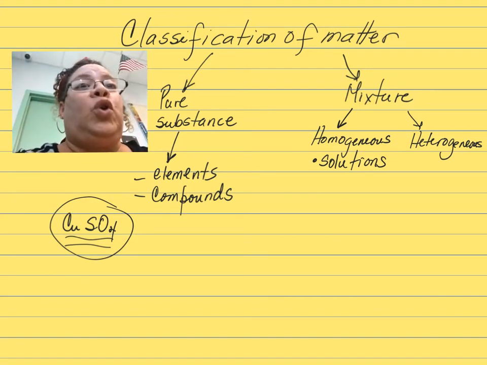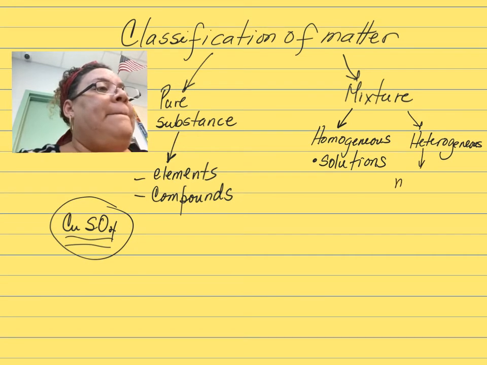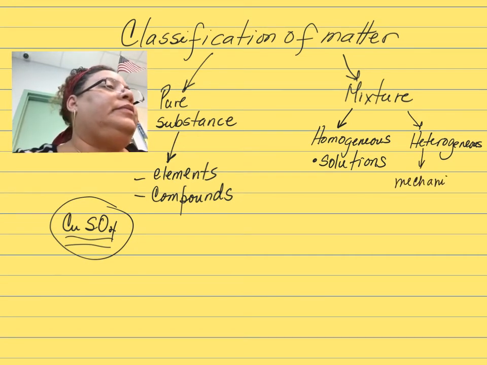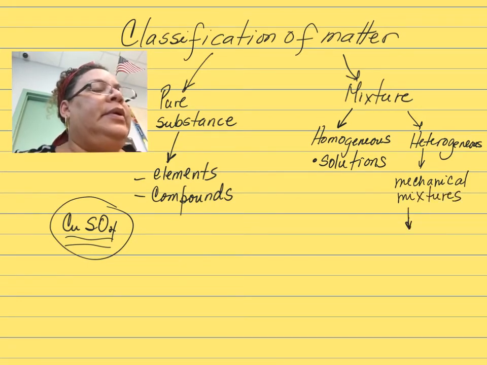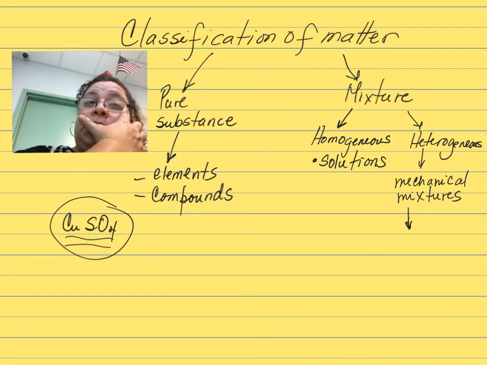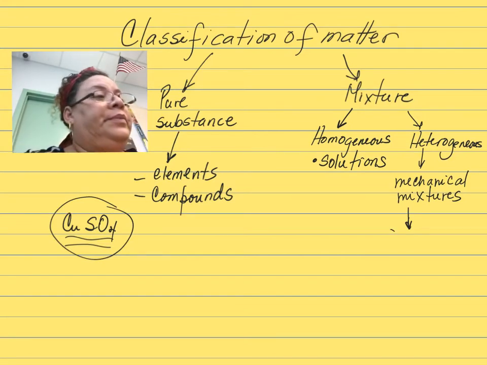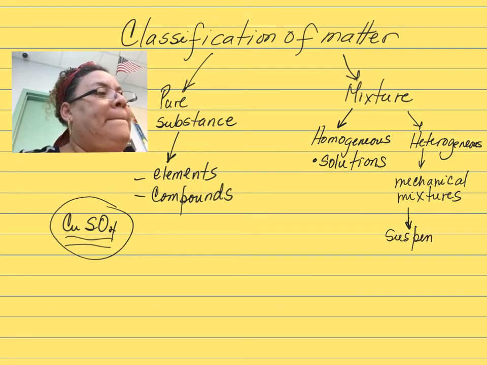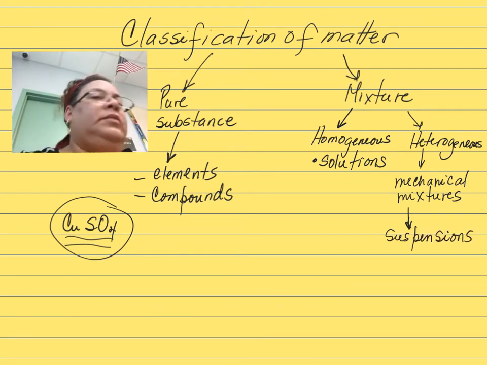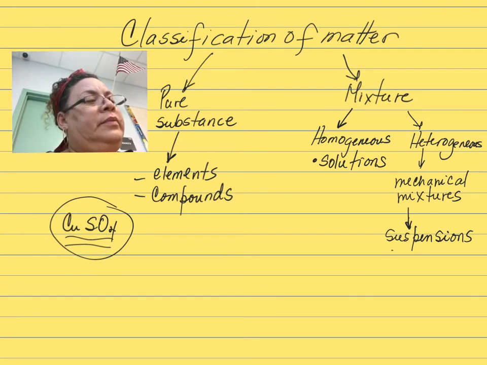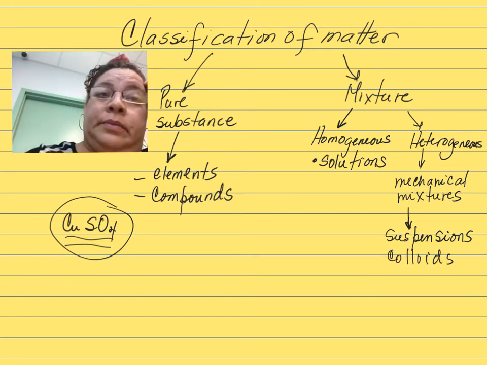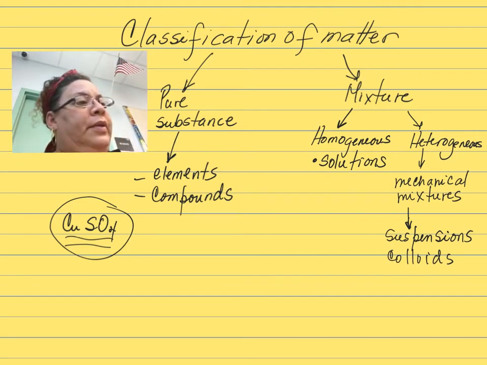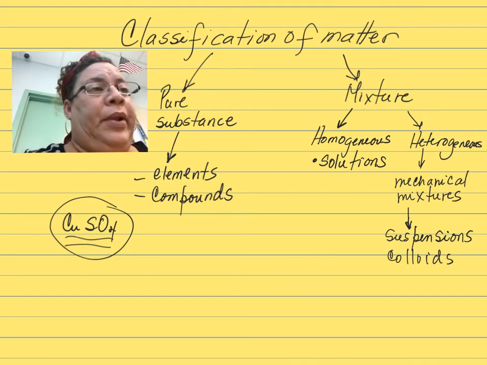Heterogeneous mixtures are also known as mechanical mixtures. Examples of heterogeneous mixtures: suspensions. What else? Colloids. What else do we have there in mechanical mixtures? I don't remember right now.